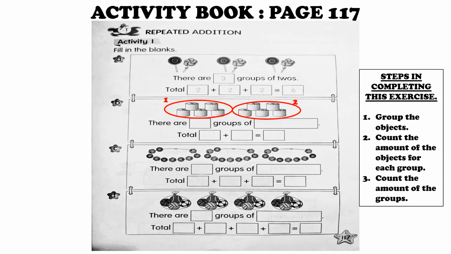Okay, then now look at question C. Draw the circle for each group. 1, 2, 3. So how many groups are there? 1, 2, 3. There are 3 groups of, okay, now we want to count how many beads are there in each group. So can you count now? 1, 2, 3, 4, 5, 6, 7, 8, 9, 10. There are 10 beads in each group. So the answer is there are 3 groups of tens. Yeah?